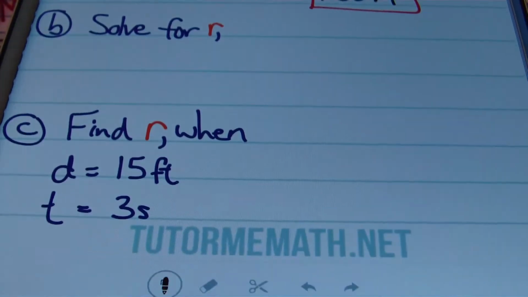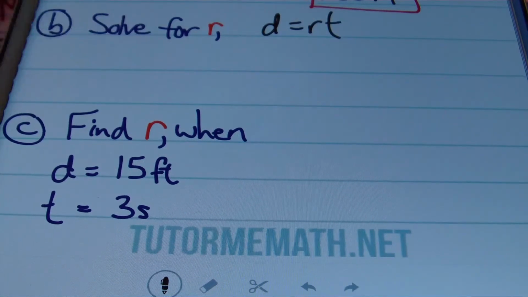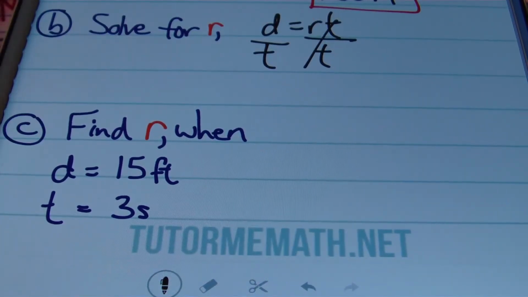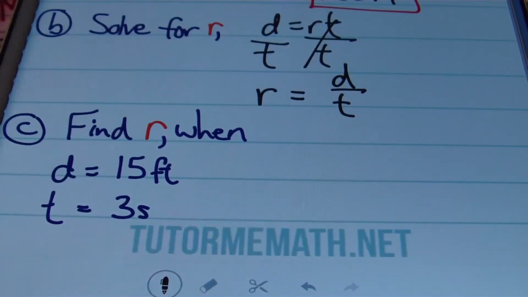Alright, in part B, they're asking us to solve for r, the rate. So we'll start with our formula, d equals rt, and then in order to isolate r, in order to solve for it, we're going to divide both sides by t, the time. That's right. So you'll end up with the rate being equivalent to the distance divided by the time. And that's it. So that's solving for r.